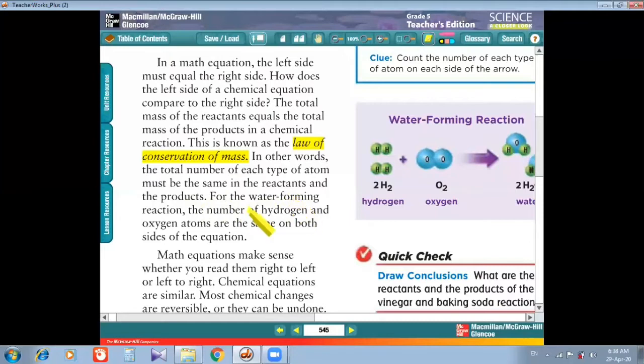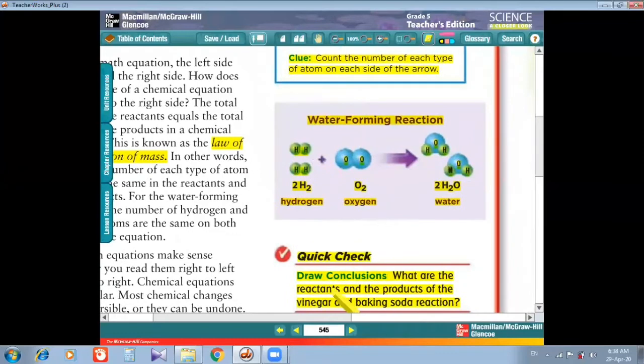For the water forming reaction, the number of hydrogen and oxygen atoms are the same on both sides of the equation. See, we have this equation of water, hydrogen reacting with oxygen and forming water. So now the total number of hydrogen atoms here, 2H2, means 2 multiplied by 2, 4. And here at the product side, 2 multiplied by 2, it's 4.